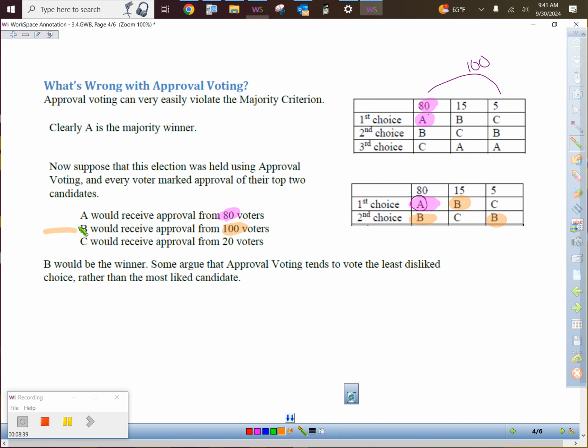B ends up winning if you did it by approval because you went to their first choice and their second choice. So that's not fair to A, who got the majority, if you just did it the instant runoff way, but B ended up taking over because of second choice votes. So again, if you get a majority, you should be the winner, right? If you get a majority, you should be the winner straight up.